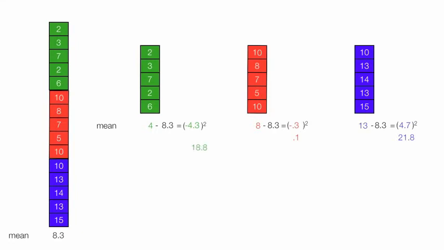And now I add them all together. 18.8 plus 0.1 plus 21.8. This is equal to 40.7 times 5. And 5 is the number of observations in my sample. That's where the 5 comes from. And this is equal to 203.3.